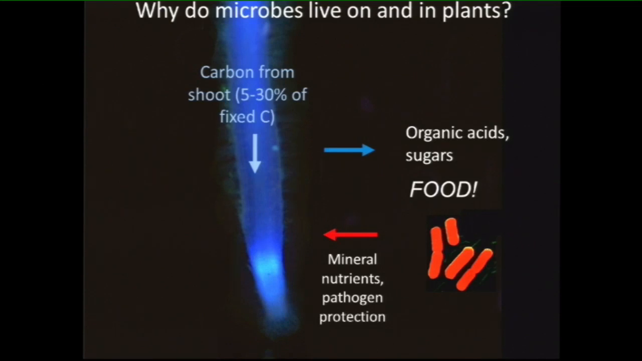So why do microbes live in and around roots? Well, basically the plant is a very good food source and also provides a lot of niches for bacteria to live and to hide and to evolve. It's estimated that maybe 5 to 30% of the carbon that's fixed during photosynthesis in the shoot goes straight to the root and is actually exuded into the soil.